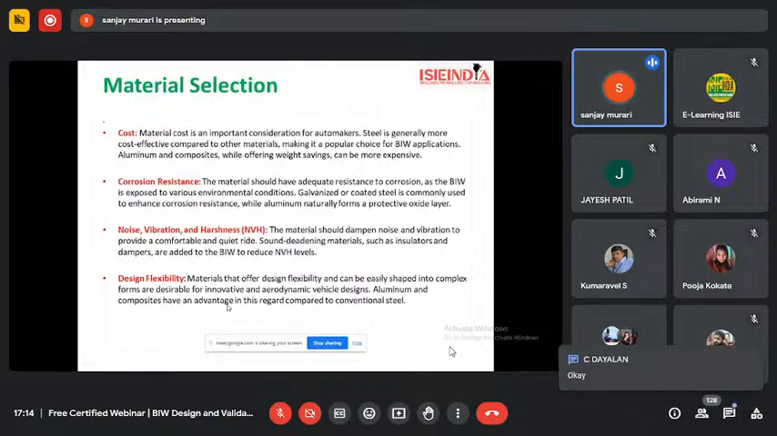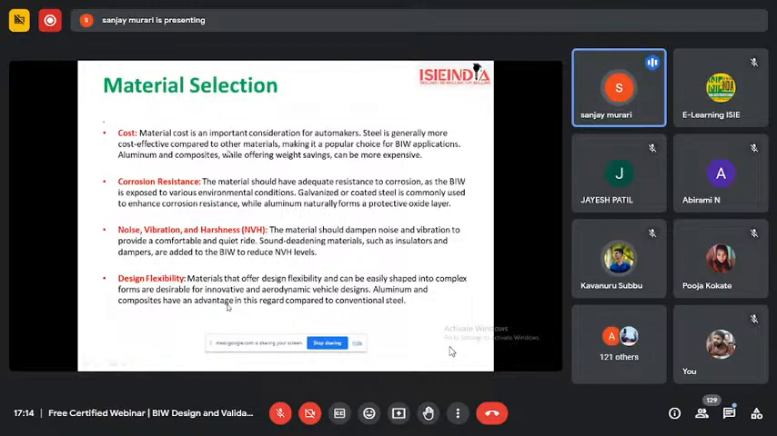So there is the next parameter, like cost. This already I have explained. So cost, aluminum and composites, weight reduction will be there. So overall weight wise we can reduce the weight. So like that, material required will be less, but again it is more expensive.